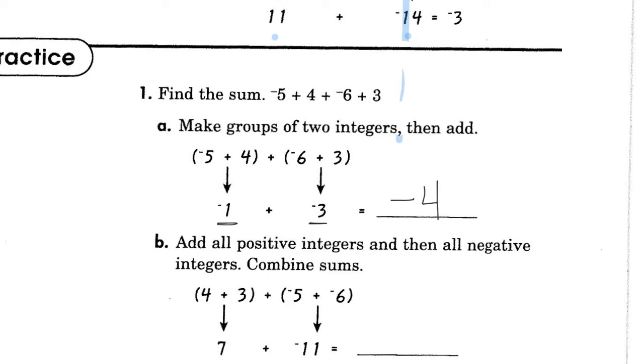You are welcome to add that on your calculator if you need to. Don't forget the negative sign. Or you can add all the positive integers and then all the negative integers and combine the sum. So my positives are 4 and 3, and negatives are negative 5 and negative 6. 4 plus 3 is 7. Negative 5 plus negative 6 is negative 11. 7 plus negative 11 is negative 4. Make sure you get those answers filled in before going on to the next page.